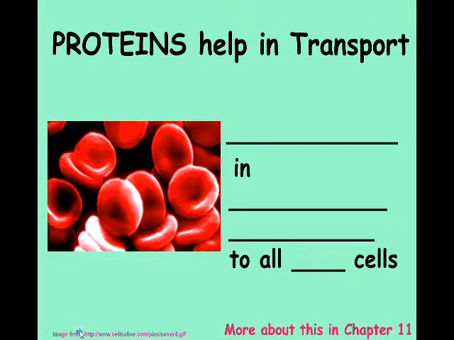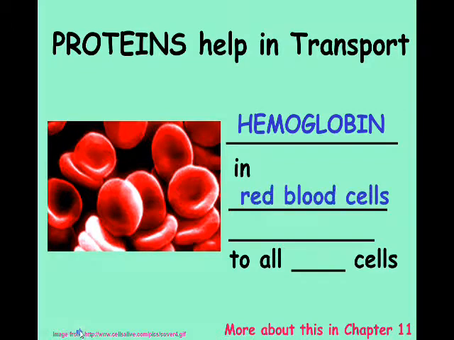Other ways that proteins help in transport, one of the proteins that's important in transporting in your body is hemoglobin. Hemoglobin is a protein that's found in red blood cells. And its job is to carry oxygen to all your body cells. So when you breathe in and fill your lungs with oxygen, hemoglobin in your blood cells is going to take that oxygen from your lungs and transport it to all your body cells. That's a pretty important function too.